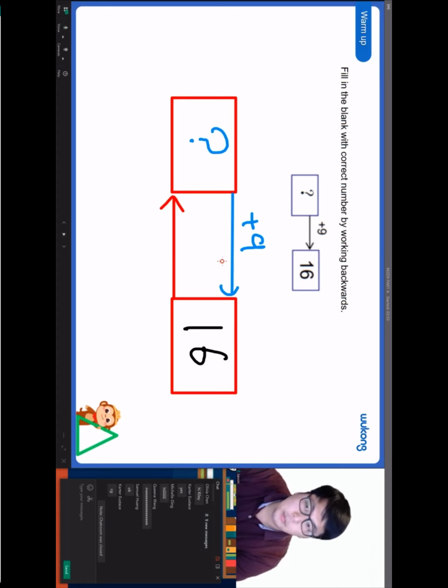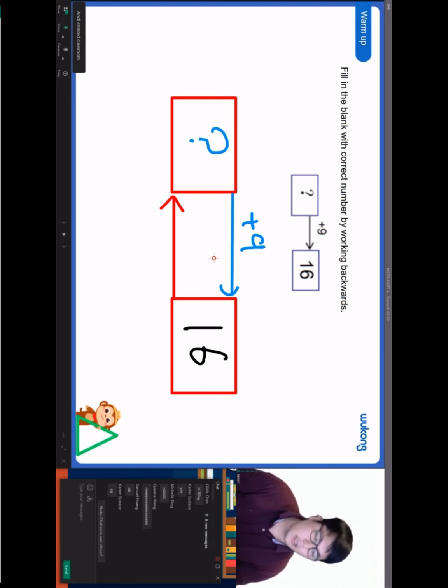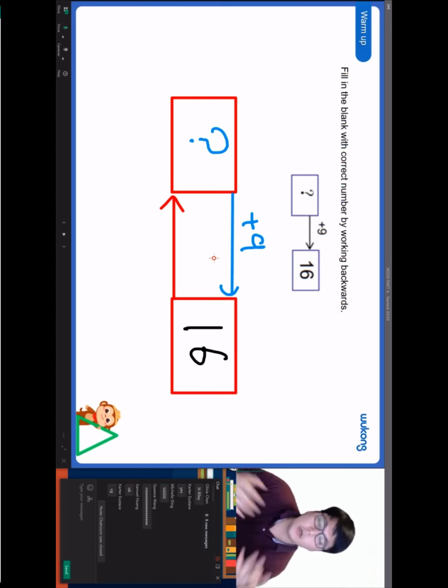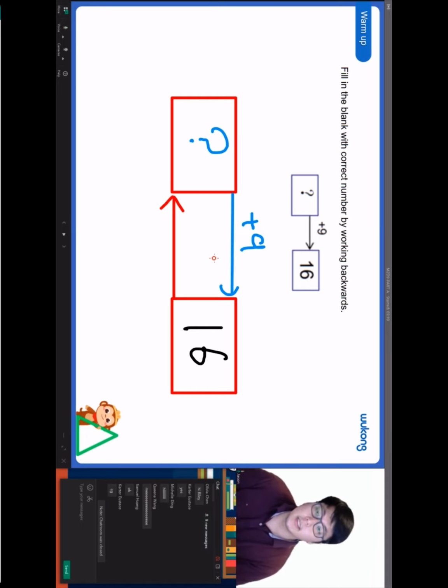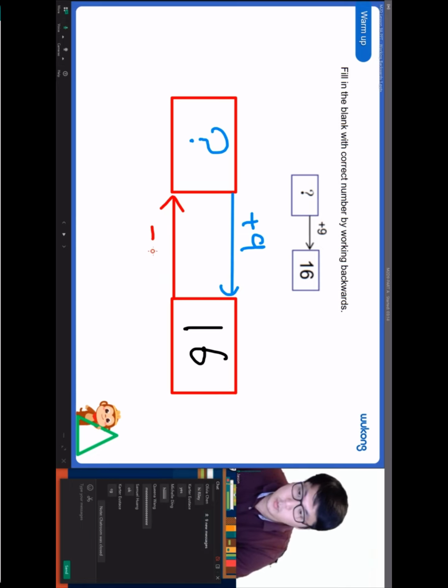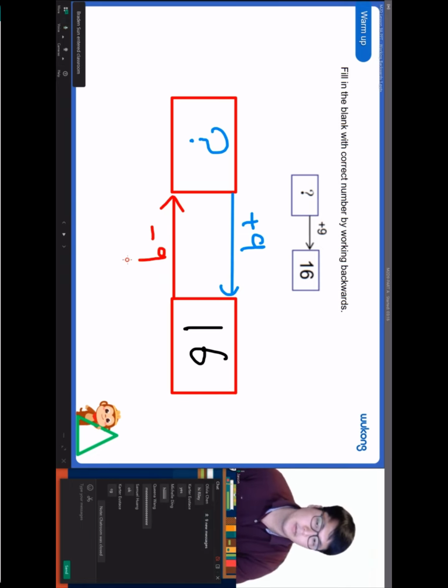And guys, what do you think is opposite to adding 9? So for example, guys, if you are adding 9, so let's say you've earned 9 cookies, okay? You've got 9 cookies from your parents. Now, what's the opposite of that scenario? Is losing 9 cookies. So that means we need to subtract 9, okay?